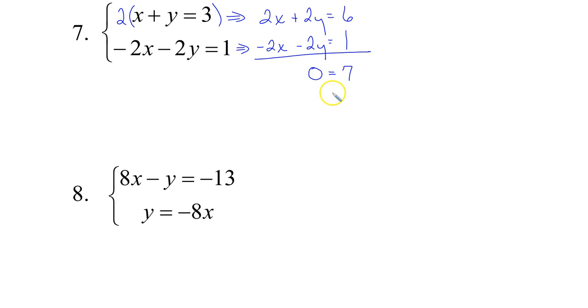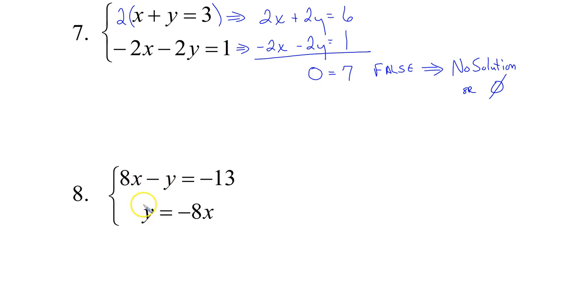Now, the last time I checked, even in this crazy world we're living in right now, 0 does not equal 7. So we say that this is a false statement. And since it is a false statement, we say that the system has no solution. Again, you might see this written as the empty set, which is this circle with a line through it. Let's move on to problem number 8.